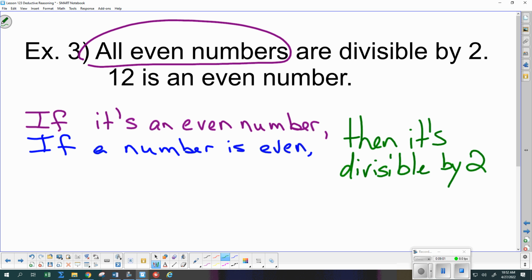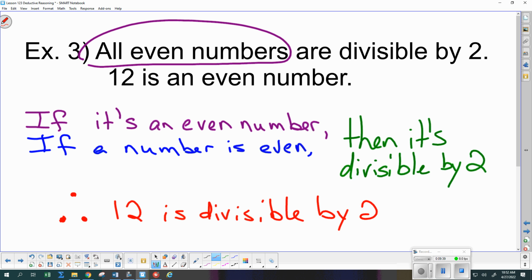form? Minor premise, 12 is an even number. Does that match the if part? See a bunch of heads nodding, yes. So it matches the if part. So that means we can make a conclusion about the 12, our specific number, that matches the then part. Who would like to suggest our valid conclusion? Grayson? So therefore, 12, our specific one, is divisible by 2.